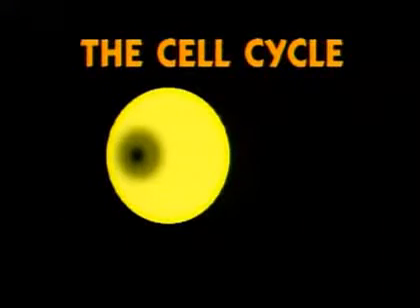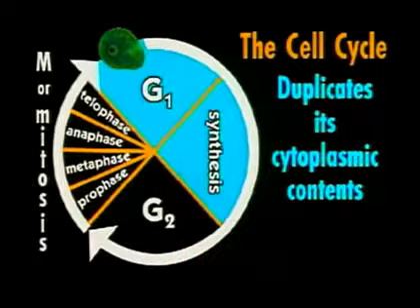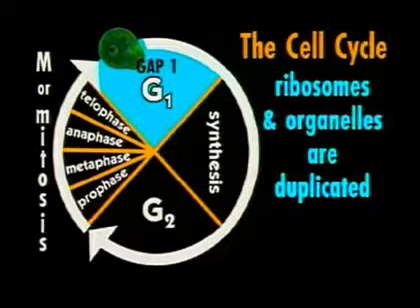Let's say we have a cell that wants to replicate and divide. First, it duplicates all its cytoplasmic contents, and there's an order to that. The ribosomes and organelles are duplicated in a stage called the GAP1, or just G1 phase.